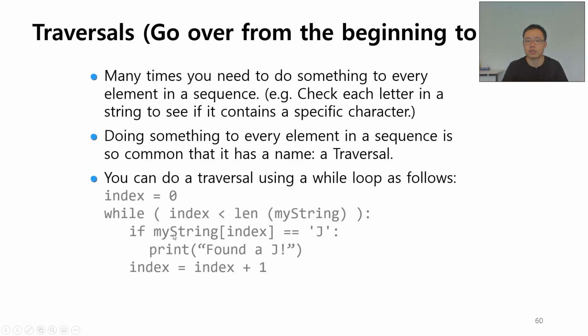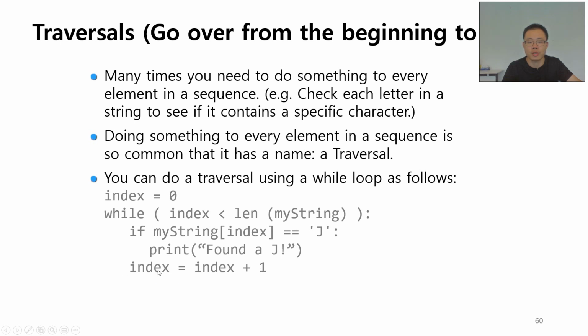Then, under this condition, you have the statement: if myString index is equal to, remember it's a double equal sign, indicating the comparison between this variable and this variable. This variable is an indexed element of myString, and the letter j. If they are equal to each other, then you print out found the j.